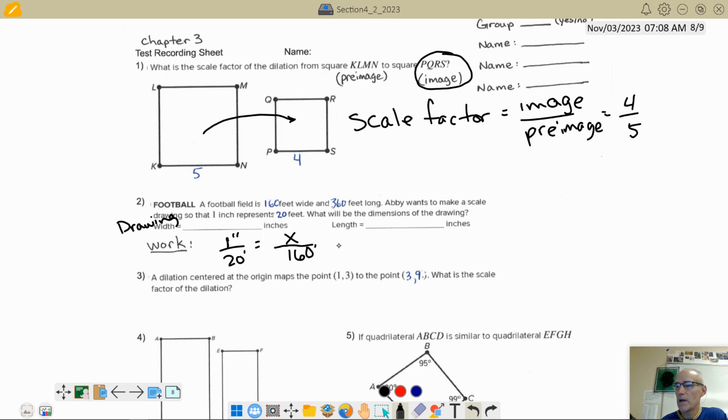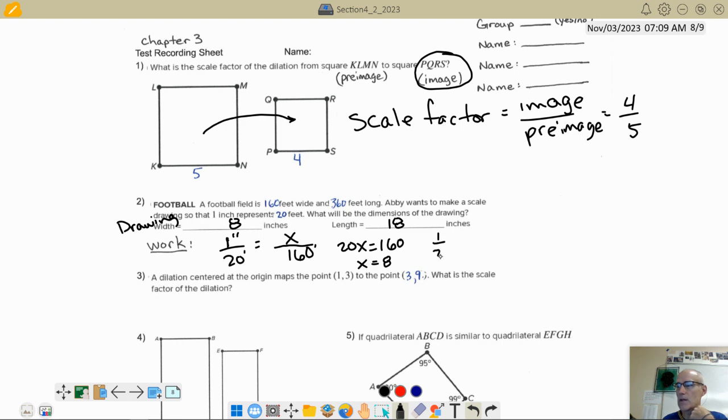When you cross multiply, you get 20x equals 160. You divide by 20, and you end up with 8. So 8 inches in that dimension. And you might say, notice what we're doing. We're just taking 20 and dividing into 160. So you could take 20 and divide it into 360. That goes in there 18 times. So our other dimension's 18.